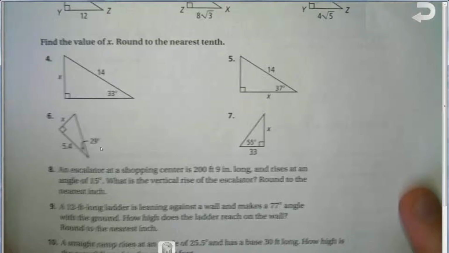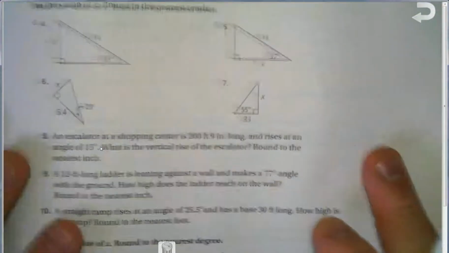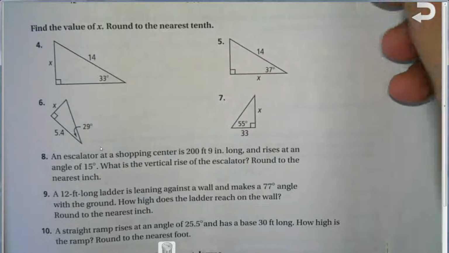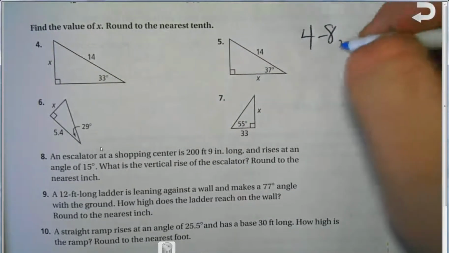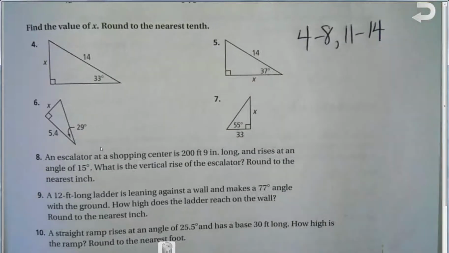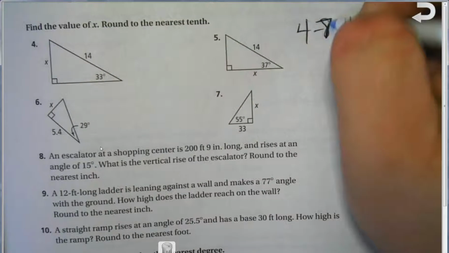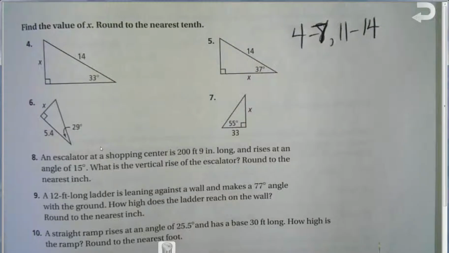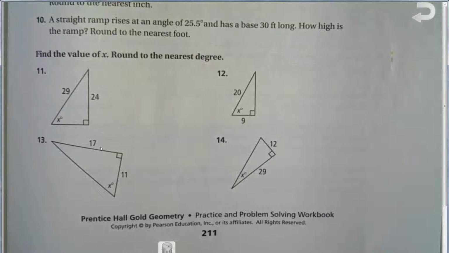We're on page 211. On page 211, I want you to do 4 through 8 and 11 through 14. Now, I'll give you a hint. 4 through 7, I'm sorry, 4 through 7. In 4 through 7, you're going to have to multiply or divide. In 11 through 14, well, look at those. What are you going to have to do for 11 through 14? Speak up. Inverse. Yeah. 11 through 14 is all the inverse.